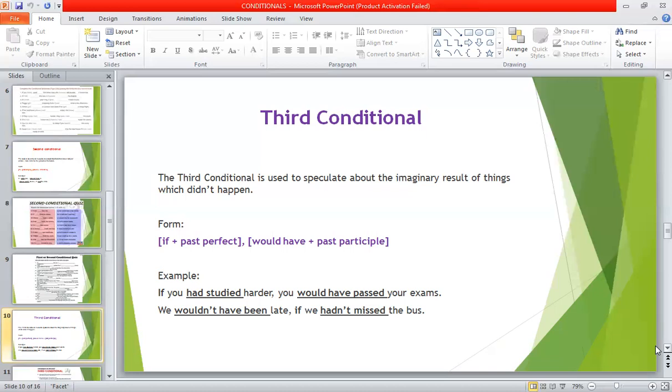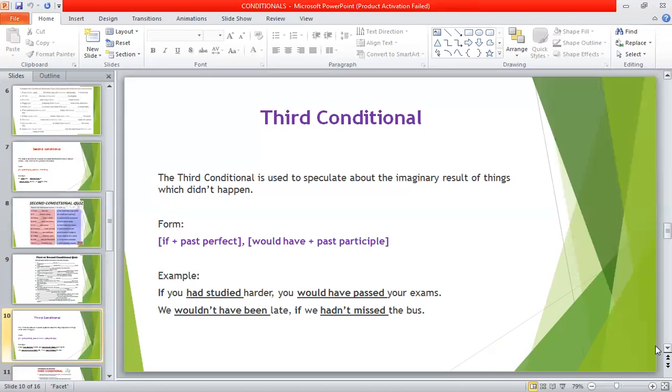Number two, we wouldn't have been late if we hadn't missed the bus. So the fact is, they missed the bus and they arrived late. So they regret or hoped that something in the past didn't happen. So we wouldn't have been late if we hadn't missed the bus. But the fact in the past is they missed the bus and they arrived late.